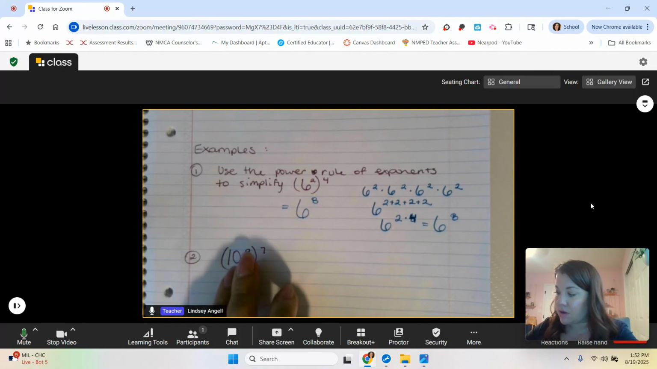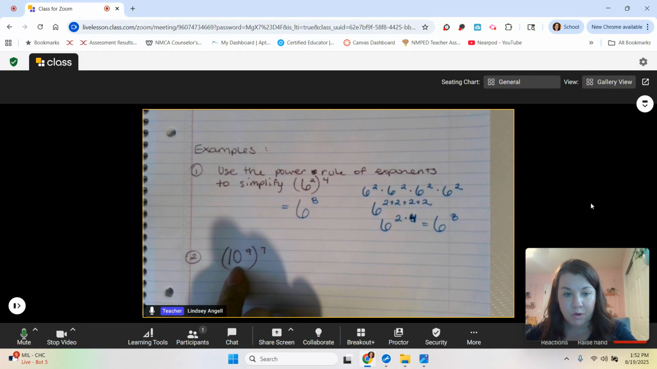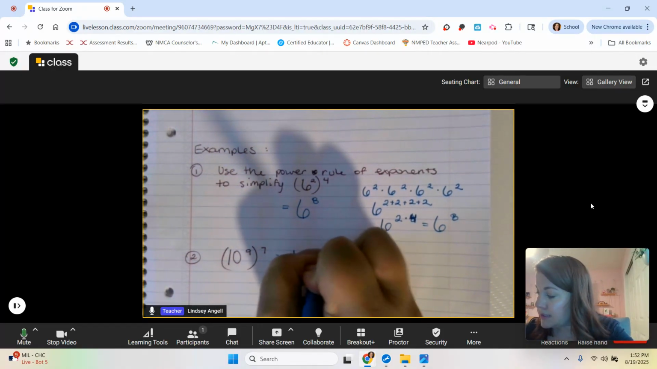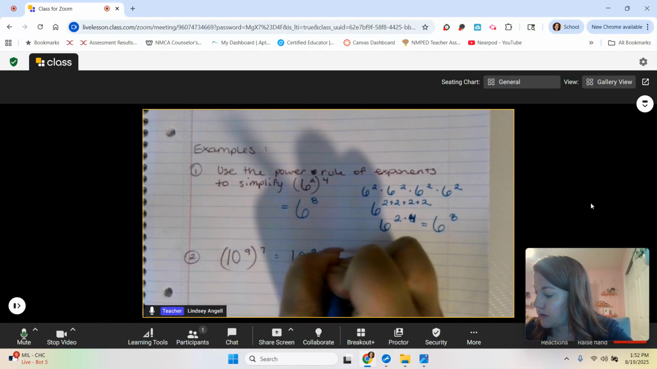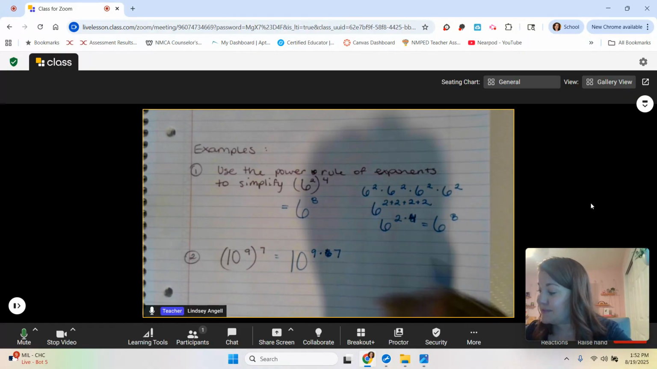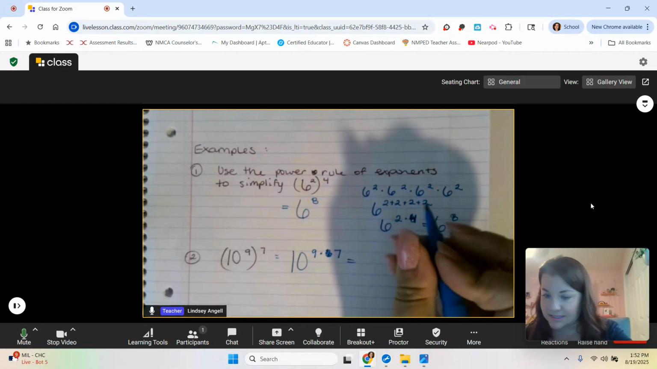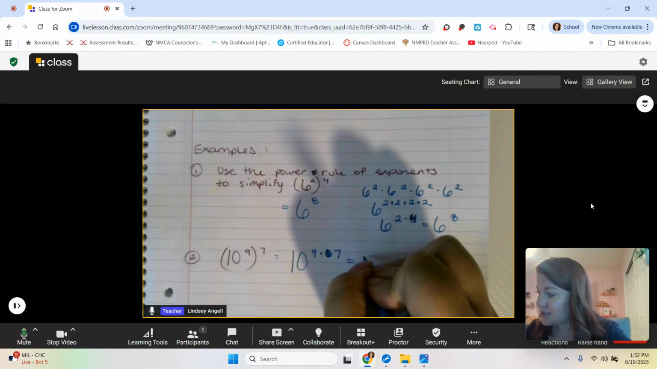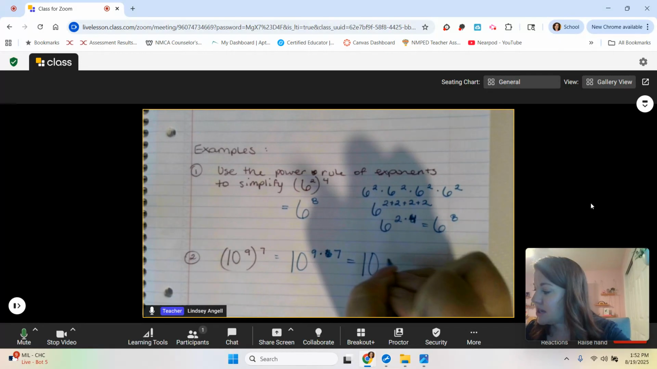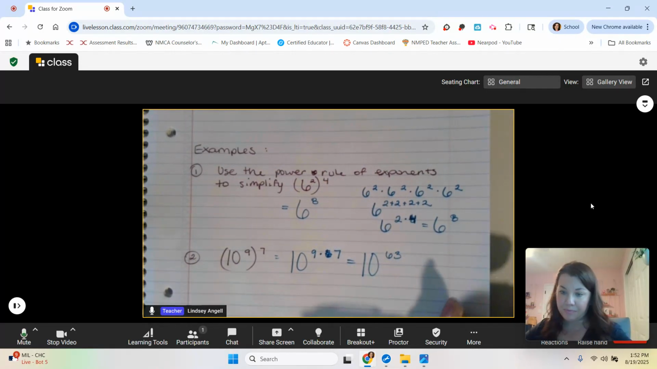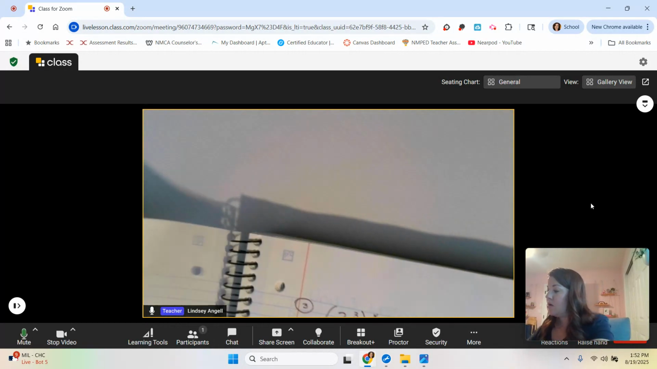As long as we know that rule, if I'm going to simplify this using the power rule of exponents, this is the same thing as 10 to the 9 times 7. Well, what's 9 times 7? 63. I don't want to have to write all of that out, like 9 times 7 times to get to 63. That's way too many. So we just write 10 to the 63rd power. Okay? Let's try one more.